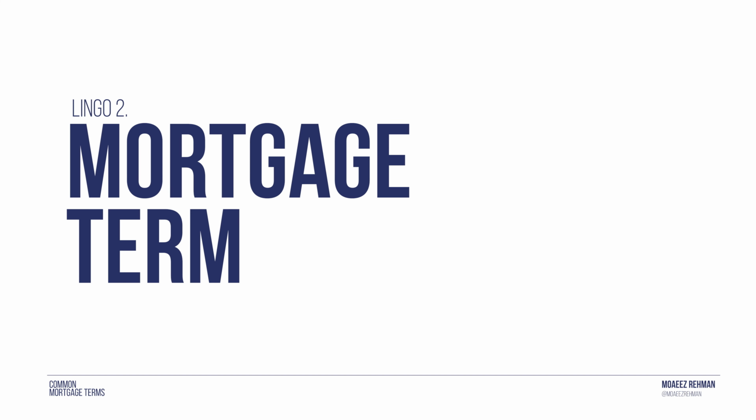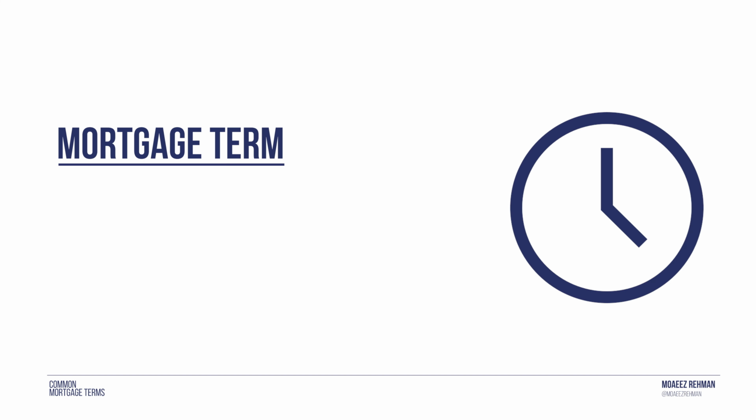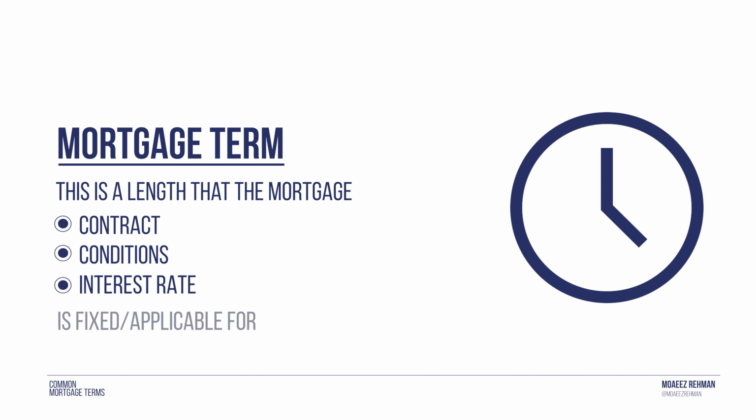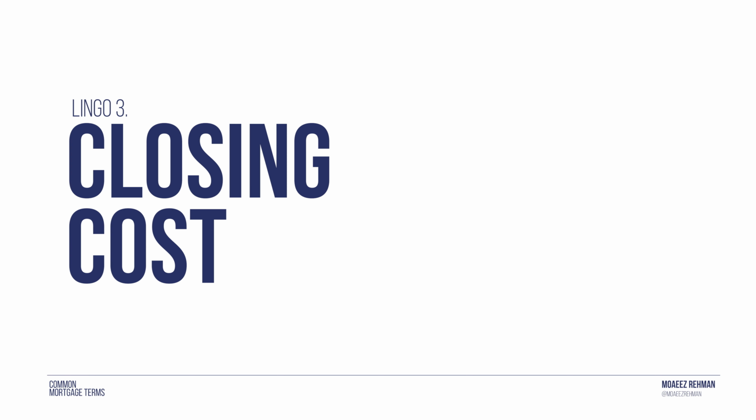The next term that we have here is your mortgage term. This is the length that the mortgage contract, conditions, and interest rate is fixed or applicable for. So when you get your mortgage, once again, you'll have two options. Either you can get a variable rate or you can get a fixed rate. The fixed rate is usually for 3 to 5 years depending on that lender, but during those 5 years, your payments and the interest rate provided to you, they're locked in for that 5 term. After the 5 term, you can refinance or you can port your mortgage. You have other options to you, but during those 5 years, that interest rates and those payments stay exactly where they are.